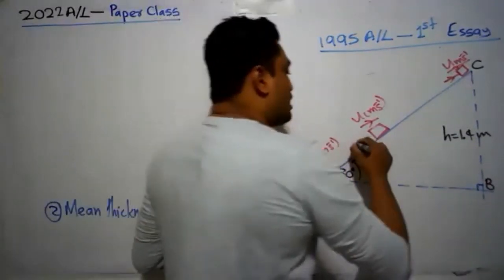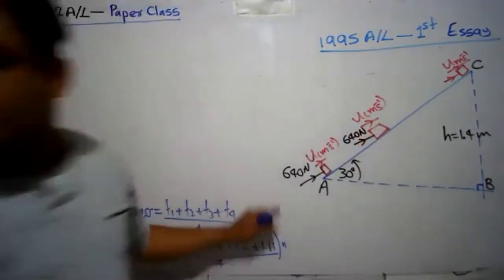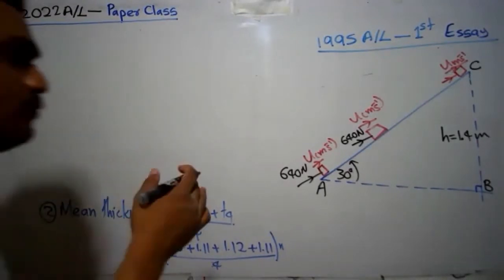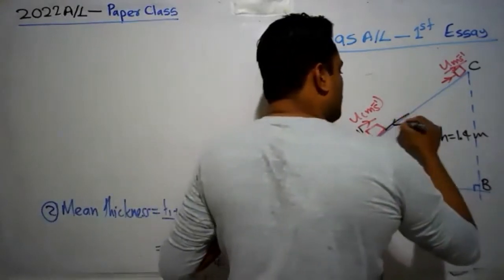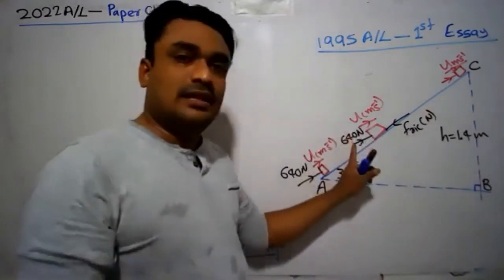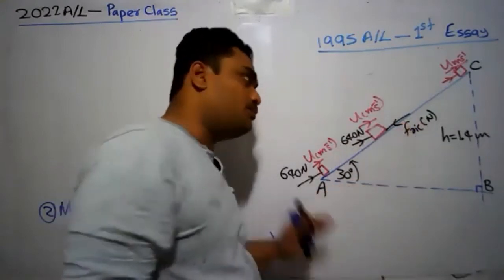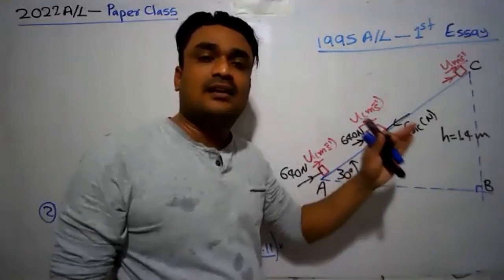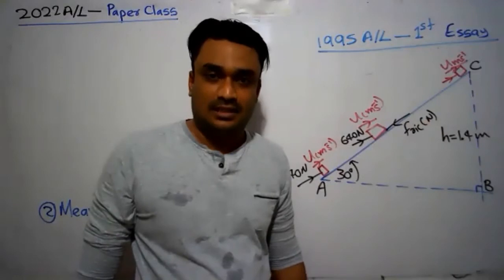This object is not accelerated. Why is that? We have applied a force of 640 Newton, but it is not accelerated. Why? Because there is a friction force, F-R-I-C Newton. So when the 640 Newton and the friction force are equal, the resultant force acting on the object along the inclined plane is 0. When the net force acting on an object is 0, it will move with a constant velocity.